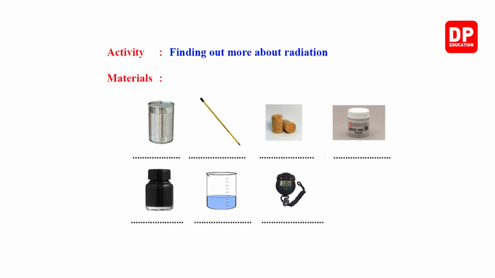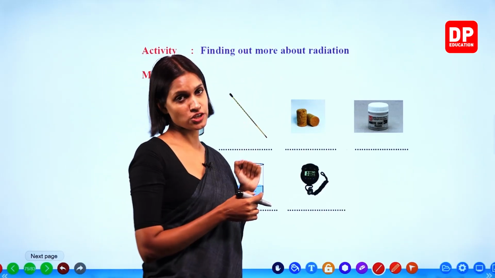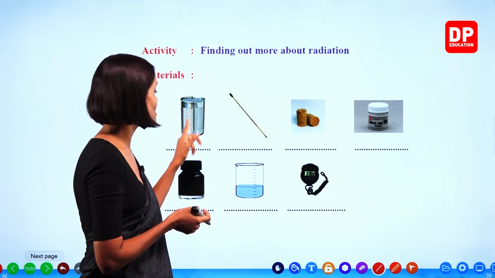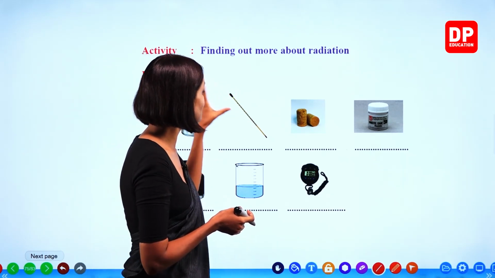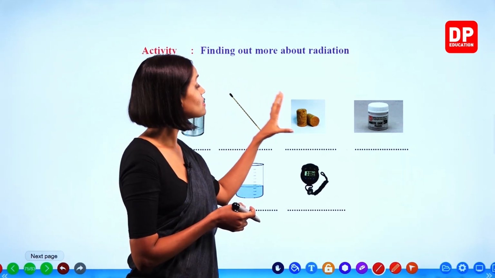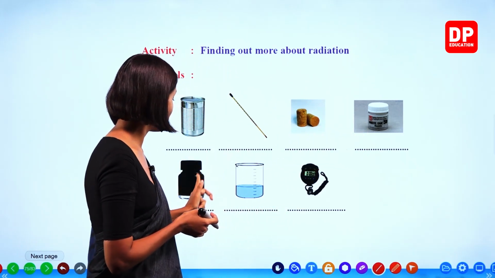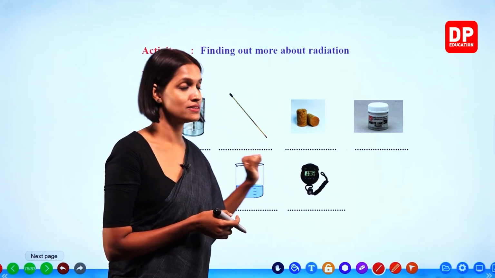To understand radiation better, we are going to do this very interesting activity. The activity is finding out more about radiation. So what are the things we need? We need tin cans of the same size. And we need 3 similar thermometers, 3 cork stoppers, and we need white color paint, black color paint, cold water, and a stop clock. Right?